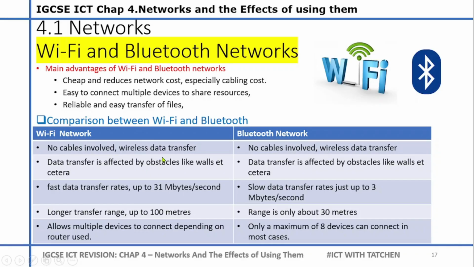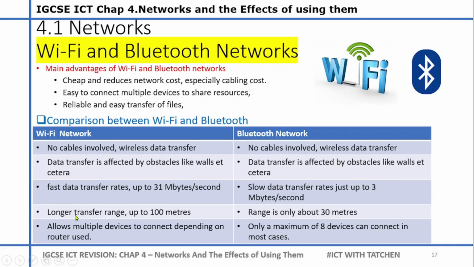Now we can also compare Wi-Fi and Bluetooth and find that they don't make use of cables; they are both wireless networks. We find that for Wi-Fi, data transfer is affected by obstacles like walls, and for Bluetooth, data transfer is affected by obstacles like walls also. For Wi-Fi, as we mentioned, there is a fast data transfer rate of up to about 21 megabytes per second. But for Bluetooth, the data transfer rate is quite slow, just up to 3 megabytes per second. And for Wi-Fi, we saw a longer transfer range of up to about 100 meters, while for Bluetooth, we have a transfer range of up to about 30 meters.